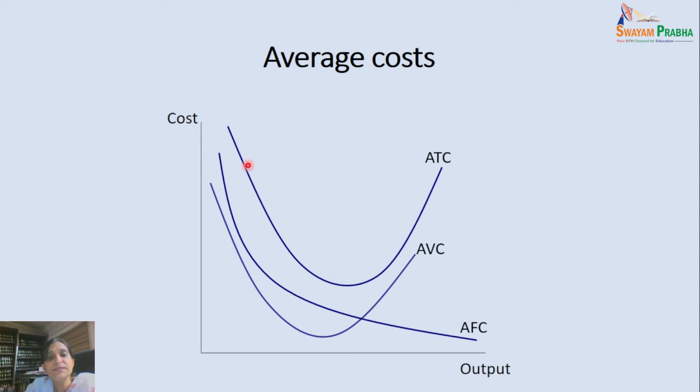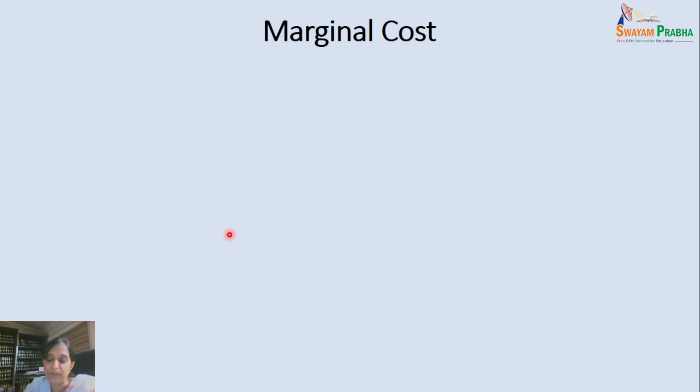Why? Because it also shows that as your output is increasing, your average cost first declines, reaches a minimum, and then starts increasing. Also, as you remember, total cost took the shape of your total variable cost. Similarly, average total cost is also taking a similar shape to your average variable cost.